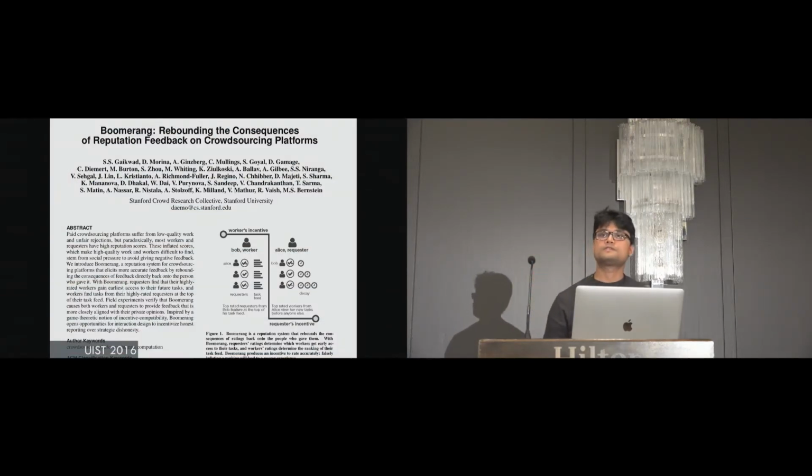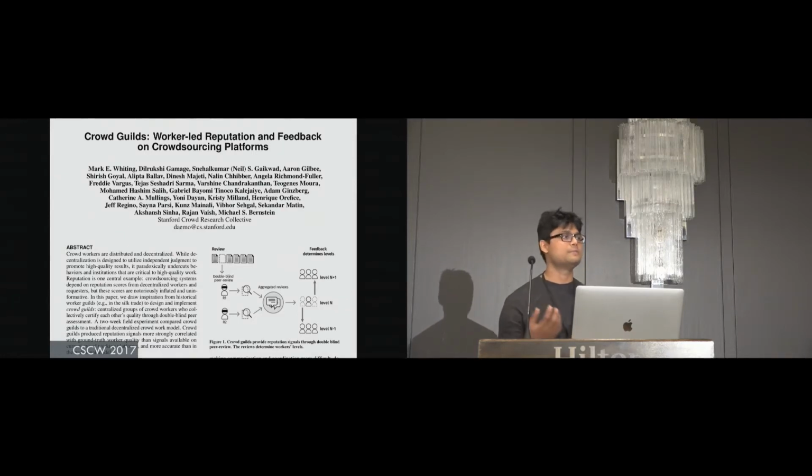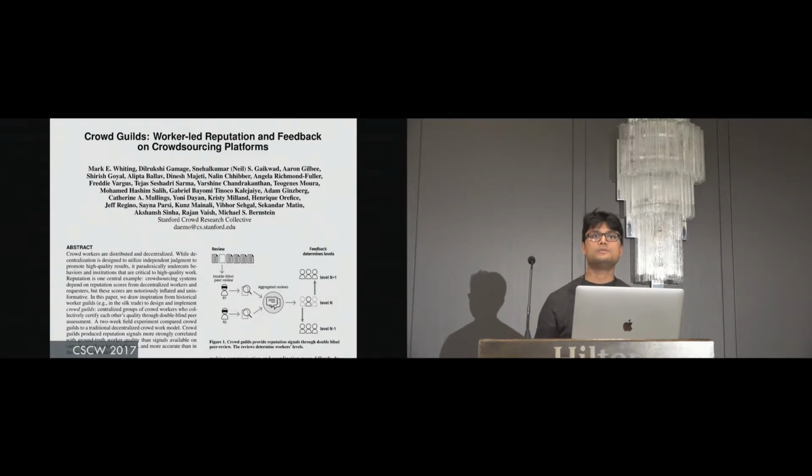So if you were at UIST last year, you may have seen a paper called Boomerang with a lot of authors. Or if you were at CSCW earlier this year, you may have seen another paper called Crowd Guilds with a lot of authors. And I've received a lot of questions, and people were always curious, like, how did you do that? And what were these papers about, and how did that research occur? So today, I'll be talking about the meta process and how we actually got all of these people to work on massive research projects.